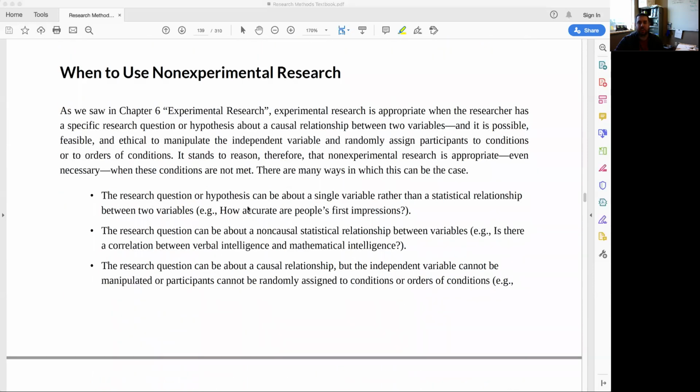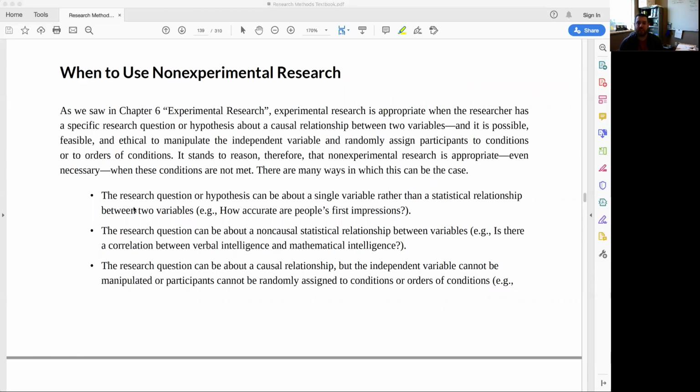So here it goes over some examples, which are answered later on, but it sets up a nice overview for the mini lecture. A research question or hypothesis can be about a single variable rather than a statistical relationship between two variables. So if you just have a single variable of interest, then yes, it's going to be a non-experiment.